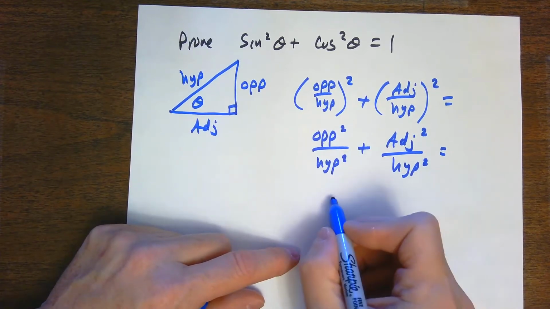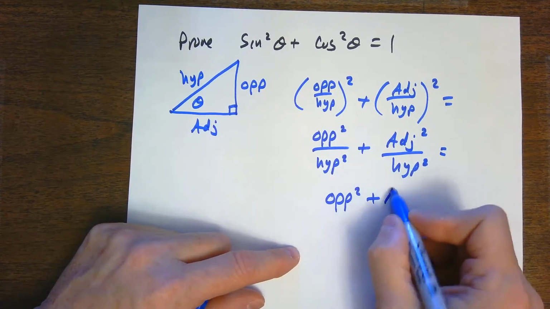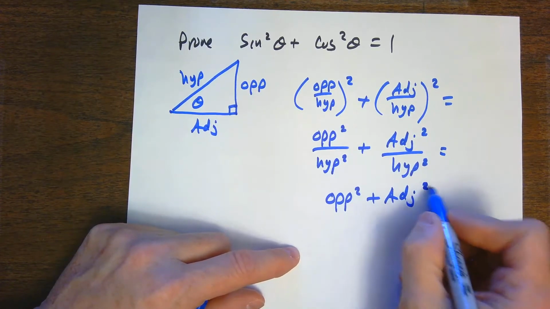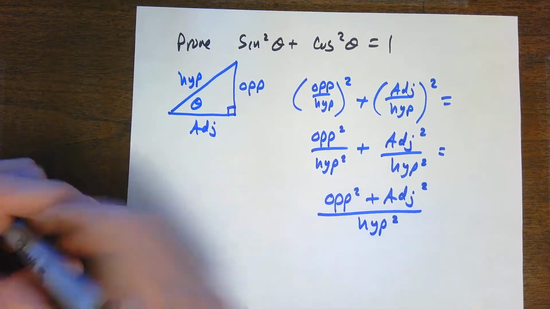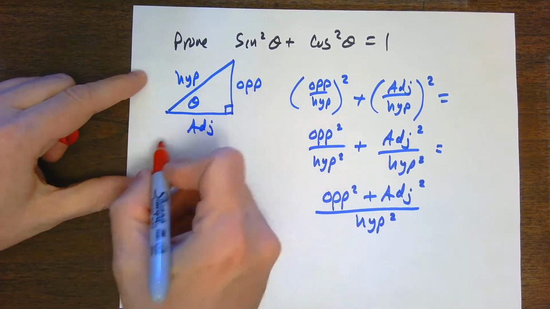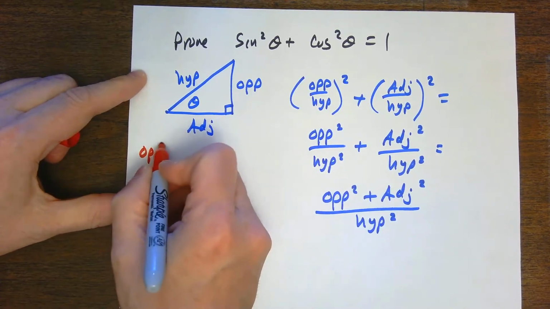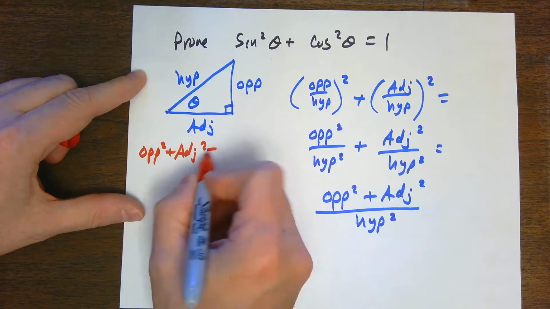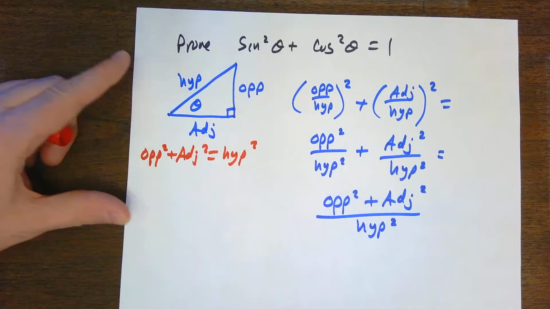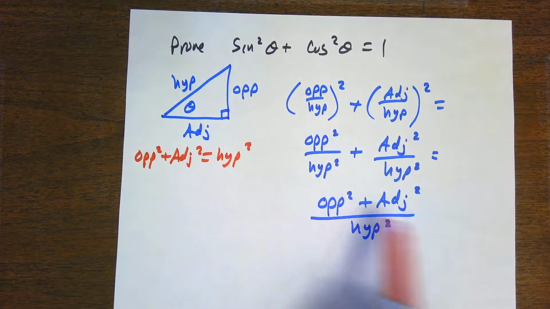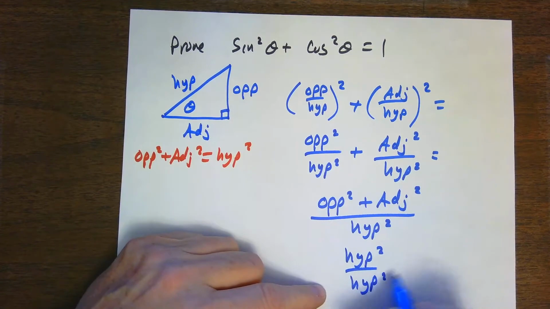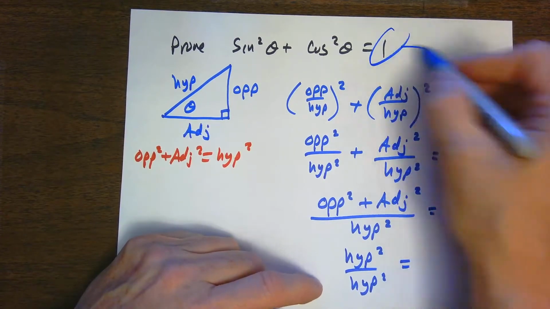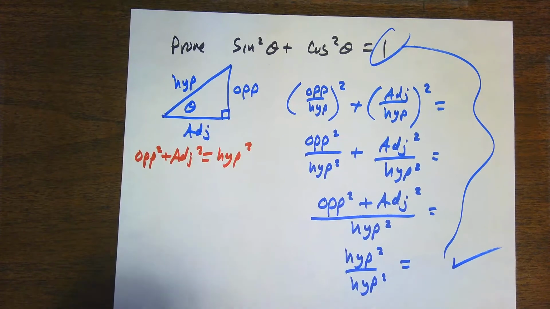Common denominator, combine them. Opposite squared plus adjacent squared over hypotenuse squared. But wait a minute, opposite and adjacent squared. We know Pythagorean theorem tells us that the opposite squared plus the adjacent squared is equal to the hypotenuse squared. So substitute that in here, and I get hypotenuse squared over hypotenuse squared, which sure enough equals 1. Anything over itself is 1.